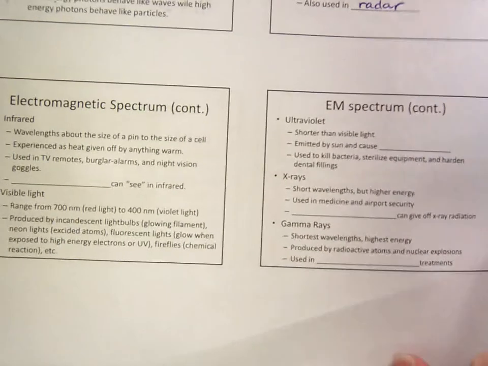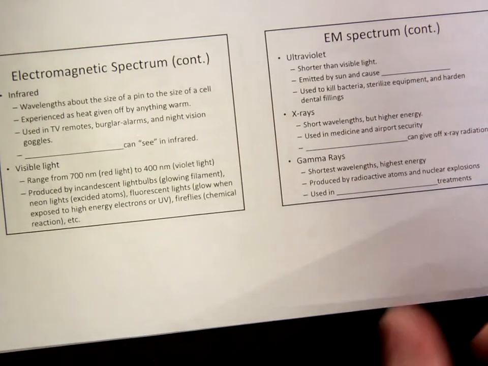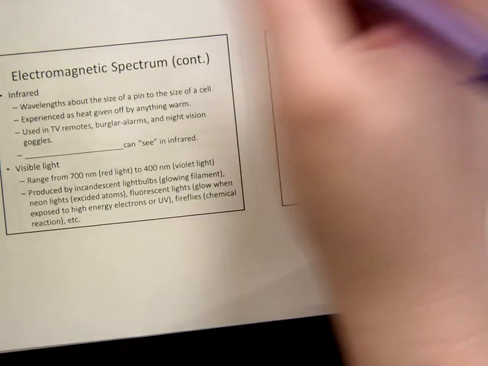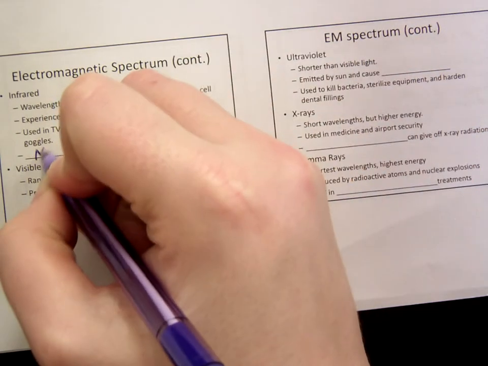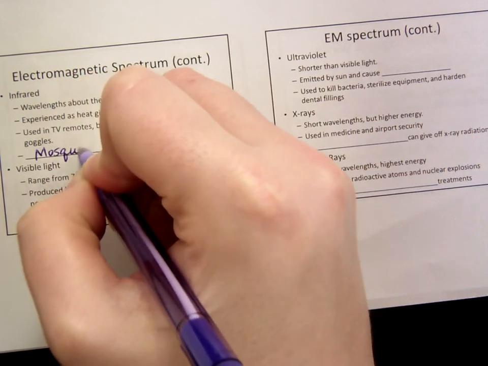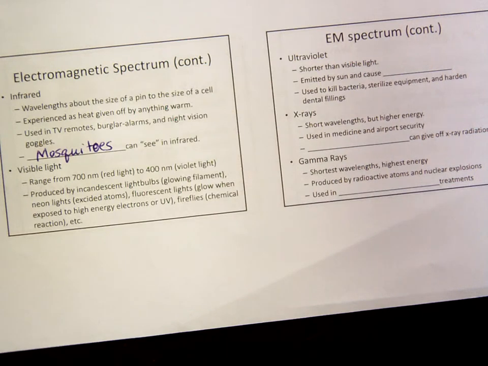Now, infrared is not visible to our eyes, but we can feel it. We can feel it as heat. Anything given off, that feels warm to us is giving off infrared radiation. We use it in remote controls for TVs or RC cars. Burglar alarms use it. Night vision goggles also use it. And an interesting fact is that mosquitoes can also see in infrared. I think I spelled that right.